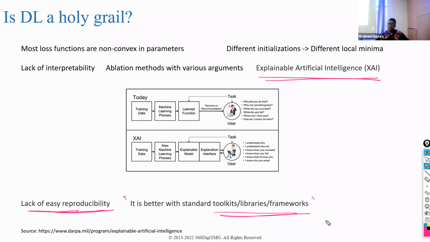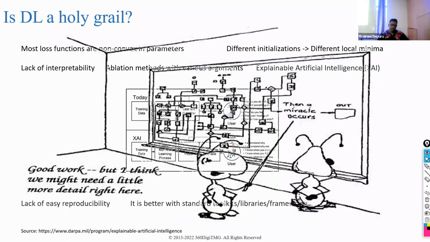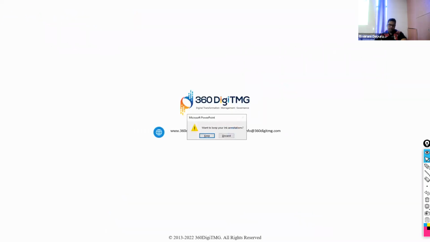We have a lot of tools, libraries, and frameworks which we can make use of, however. And the United States DARPA Defense Agency is trying to work on explainable AI, and they're trying to make this come true. Let's see what they're going to do. Okay, fine.